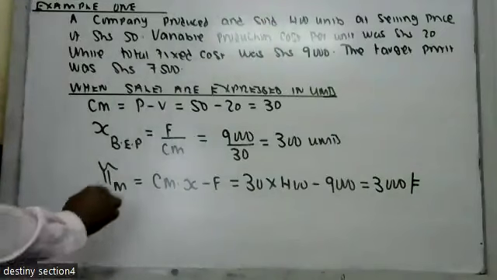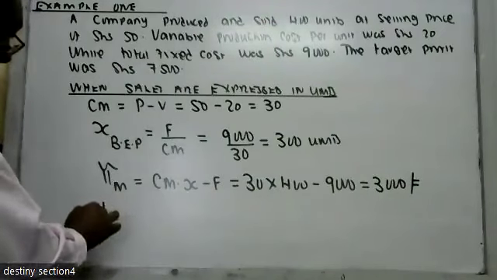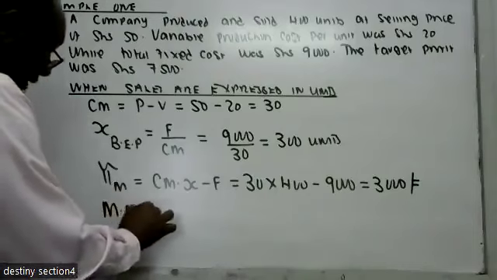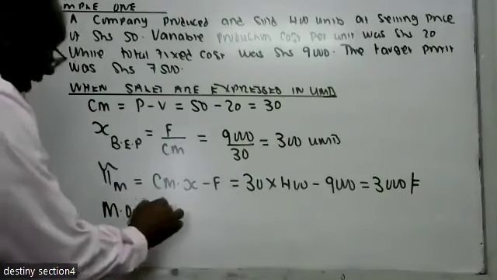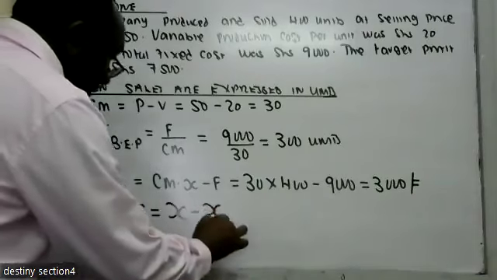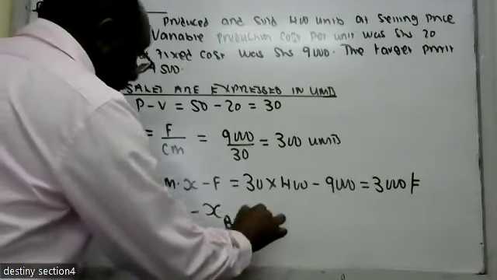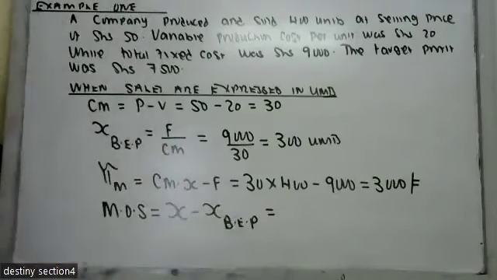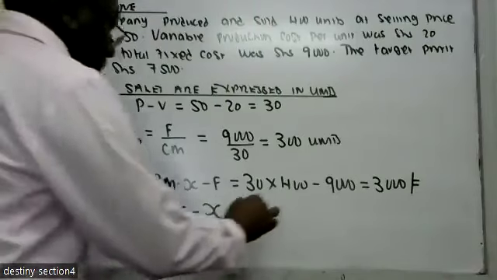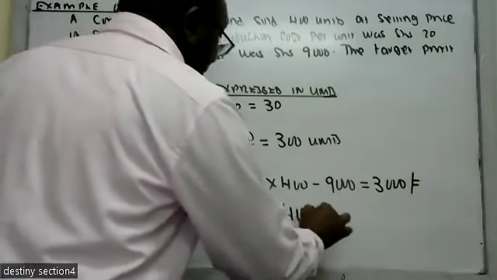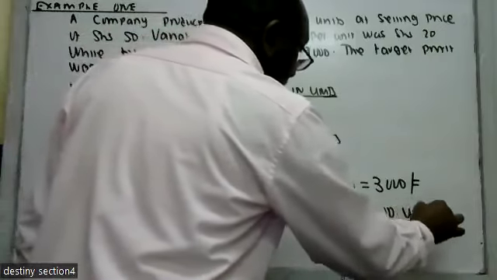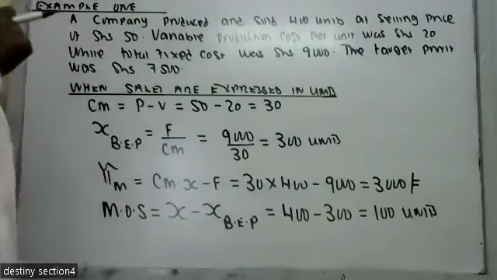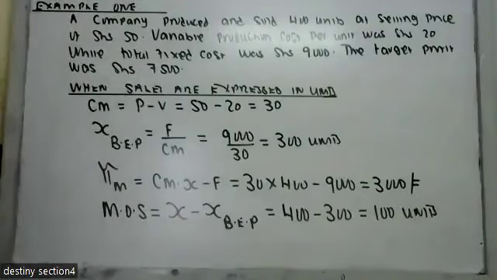If you want to know something we call margin of safety, margin of safety is where we are not making losses. It is given as X minus X BEP. It's the total number of units produced minus the break-even. So this will be 400 minus 300, and that gives you 100 units. That's called margin of safety.